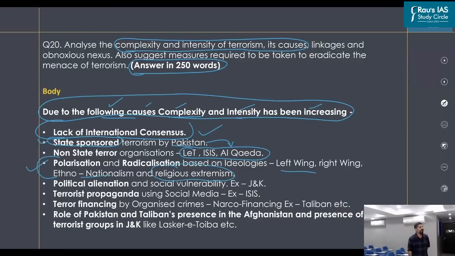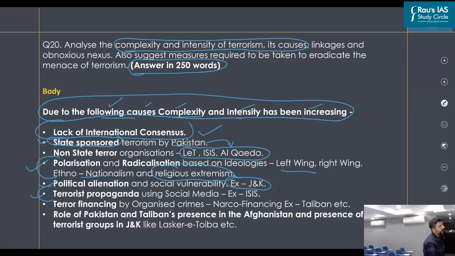Next important thing is political alienation and social vulnerability, which is the root cause of terrorism that we see in the case of Jammu and Kashmir, because Jammu and Kashmir has been a political problem since India got independence and Jammu and Kashmir was integrated, right? So it is seen that political alienation is one of the causes of terrorism in Jammu and Kashmir. Then another important cause is terrorist propaganda, where terrorist organizations use social media to create propaganda and recruit more terrorists. A prime example is ISIS.